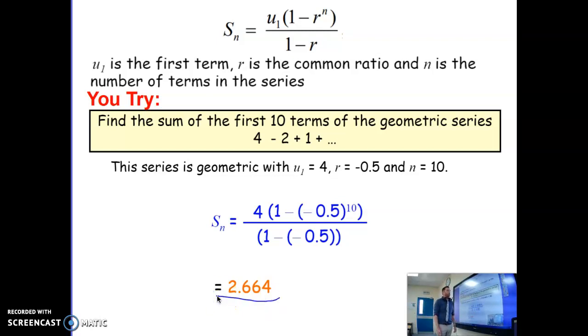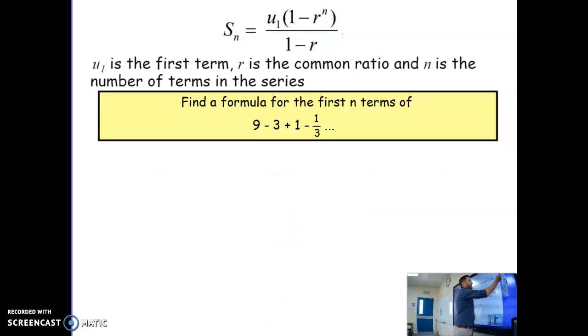Right, let's mix it up a little bit, and this time, instead of finding an exact answer, I want to find a formula for the first n terms of this geometric series. I think, again, it's a good idea to pause, see what you can figure out. Can you find the first term? Can you find the common ratio? Can you find n? What have we got? What can you do? And then I'll go through the answers right now.